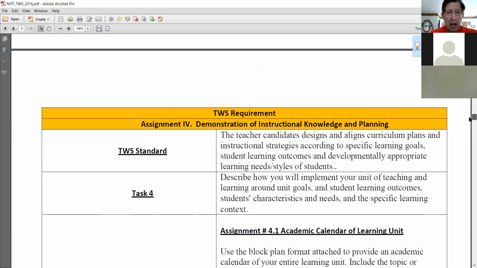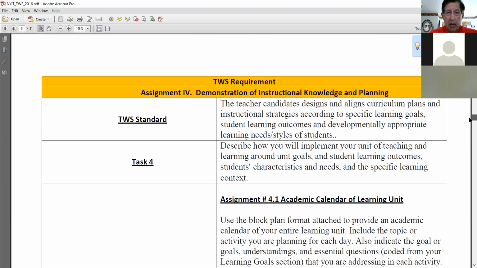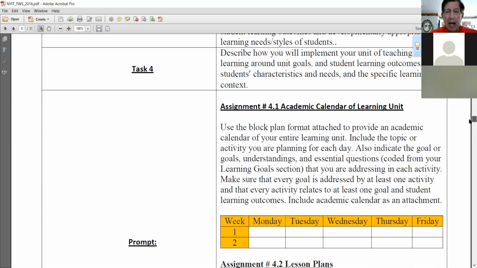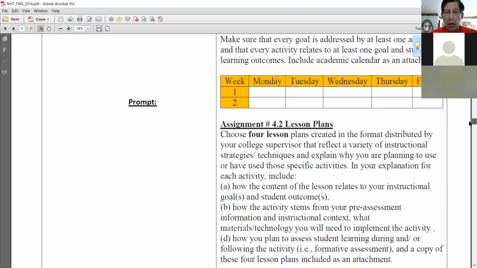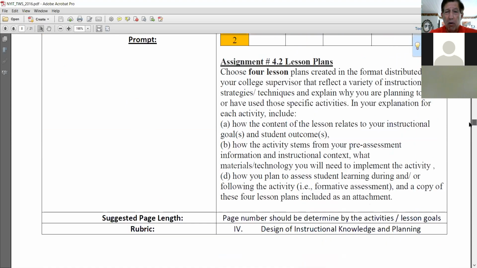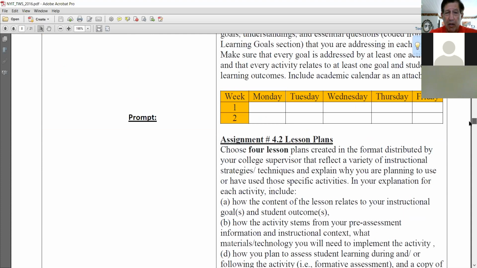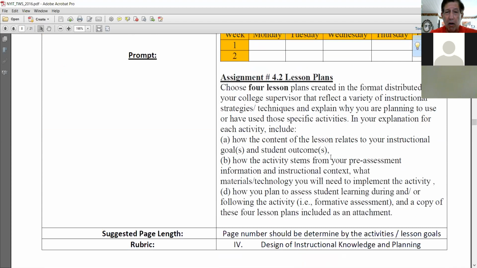Okay, task 4. This is your academic calendar, how you're going to put that unit into use. You're going to use 4 lessons, focusing on teaching that. Okay, you need all the information, including how your activities stem from your pre-assessments and stuff like that, and how you'll talk about how you're going to incorporate those assessments as well, even though you mentioned it prior.